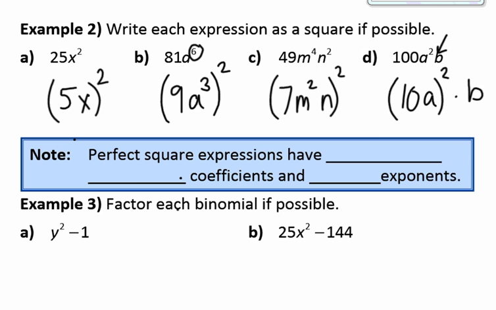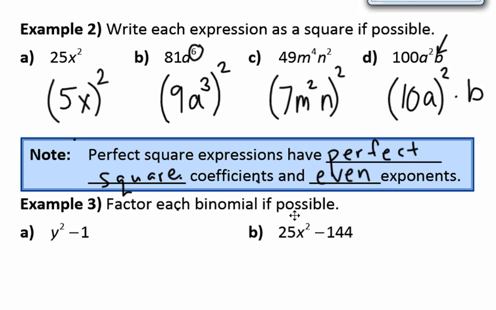So just kind of a summary here, perfect square expressions have perfect square coefficients and even exponents. As you can see in part D, 100, that was the coefficient, is a perfect square. And then a squared, the 2 is an even exponent, so that's how it could be included in the parentheses. But b did not have an even exponent, so it was not included in the perfect square. So again, perfect square expressions have to have perfect square coefficients and even exponents.